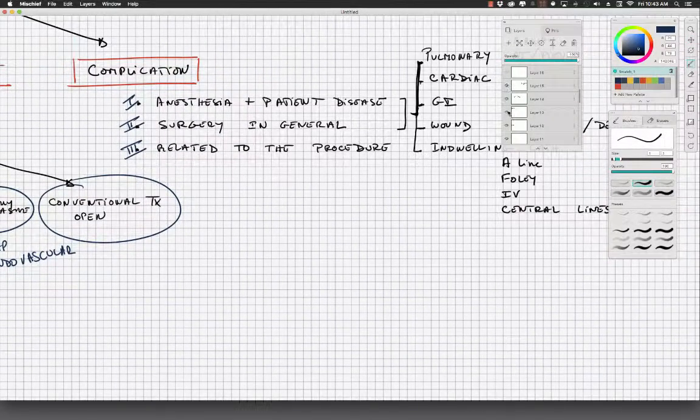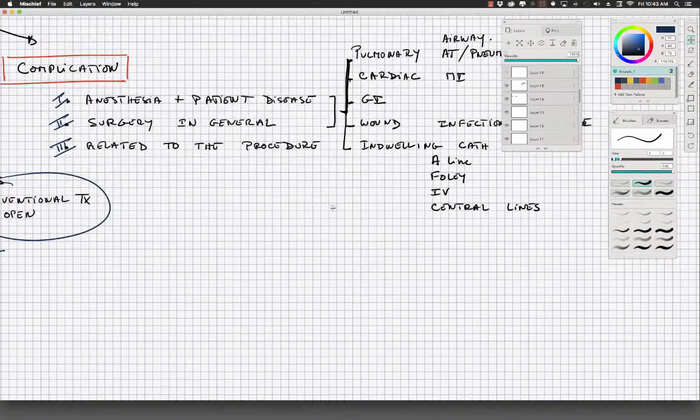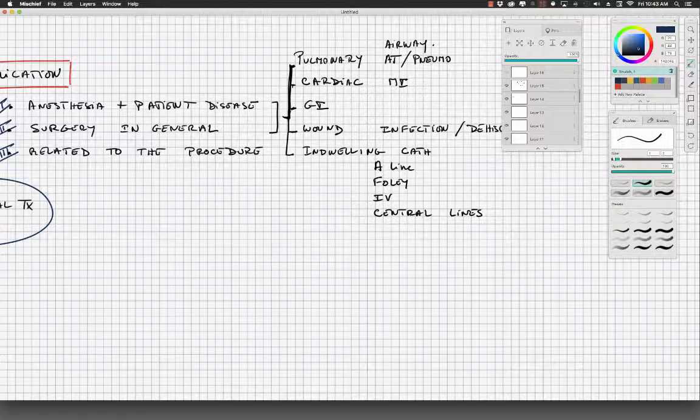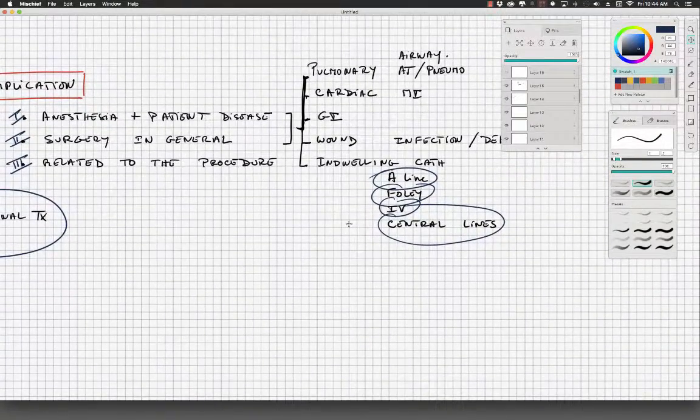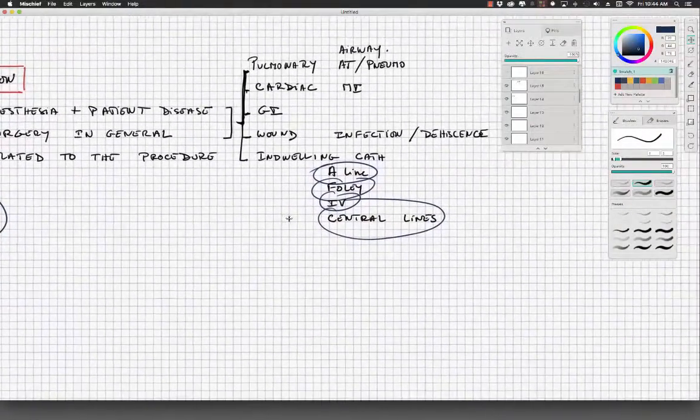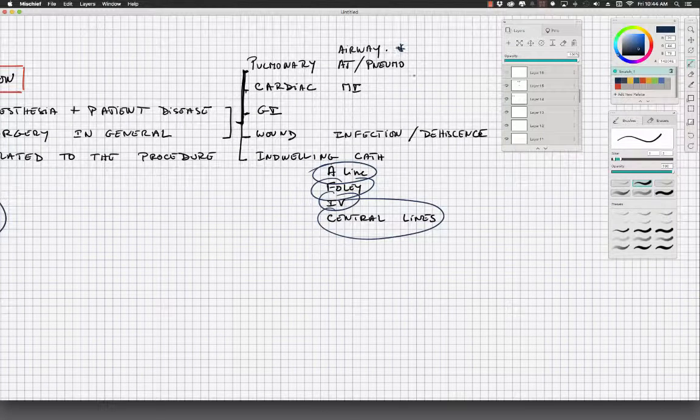So when it comes to anesthesia and general surgical complications, I think you can divide them into pulmonary complications, cardiac, GI, wounds. Where the wound is located is important. For example, a groin incision has a higher complication rate than a facial incision or an upper abdominal incision. And complications associated with indwelling catheters. So that's A-lines, Foley catheters, IVs, central access, and so on. And those are essentially the general complications associated with any surgical intervention. Of course, don't forget the airway, the patient is being intubated.